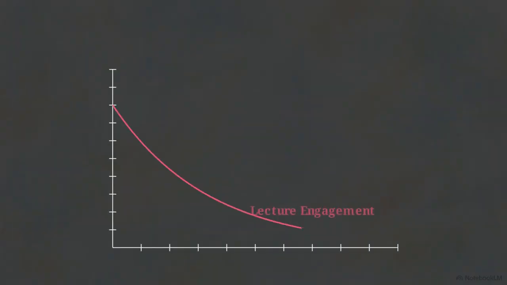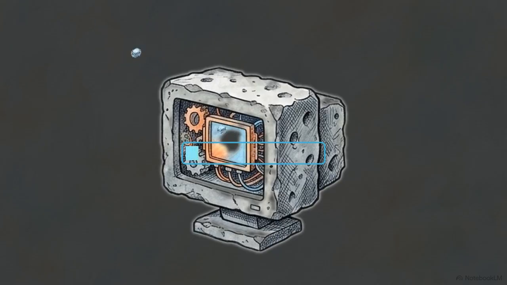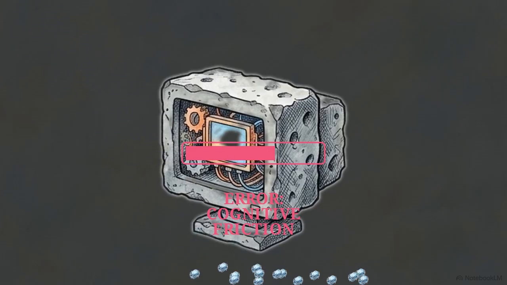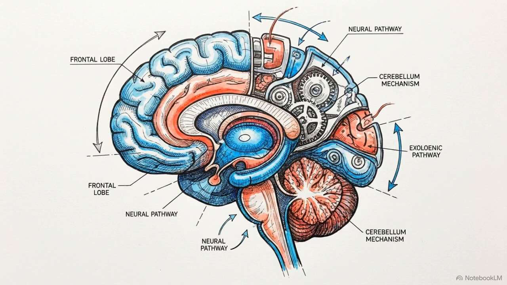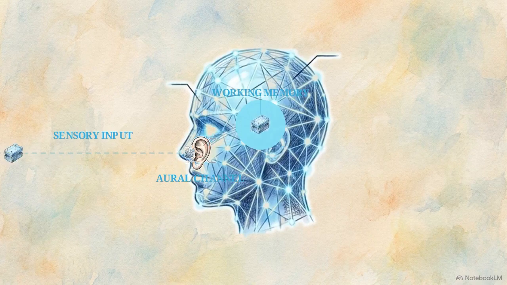Yet a contradiction exists. While lecture engagement falls, millions voluntarily consume 3-hour podcasts every day. This is cognitive friction, the biological resistance occurring when modern information delivery stalls out on evolutionary hardware that hasn't changed since the Pleistocene. Robert Gagné's 1965 instructional model provides a framework to resolve this friction. By treating his 9 events of instruction as a neurobiological blueprint, we can design a lecture that aligns with the way the brain is actually wired to receive information.